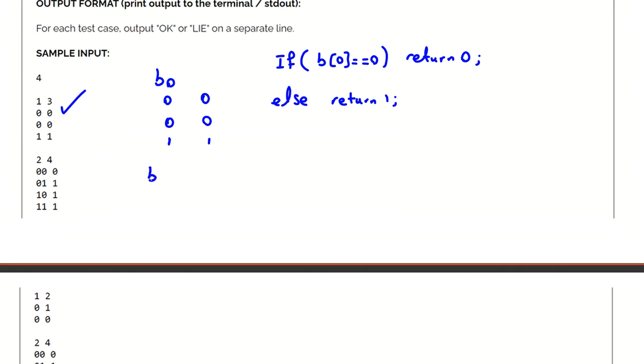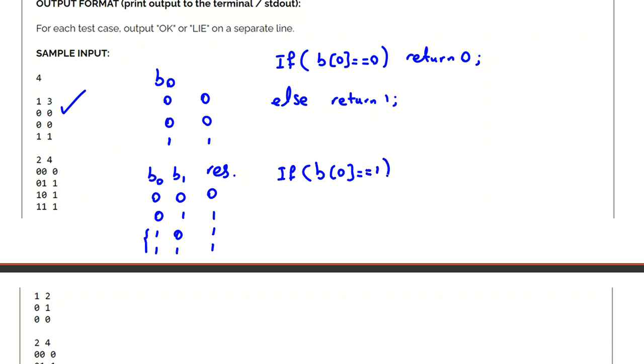0, 0 means b0, b1 if 0, 0. Result is 0. If it is 0, 1, result is 1. If it is 1, 0, result is 1. If it is 1, 1, result is 1. Okay. So we will see only for this condition it is 0. So you can say if, for example, b0 is 1, like these two things, return 1, else, now we know b0 is 0. So for b1 0, it will be 0.